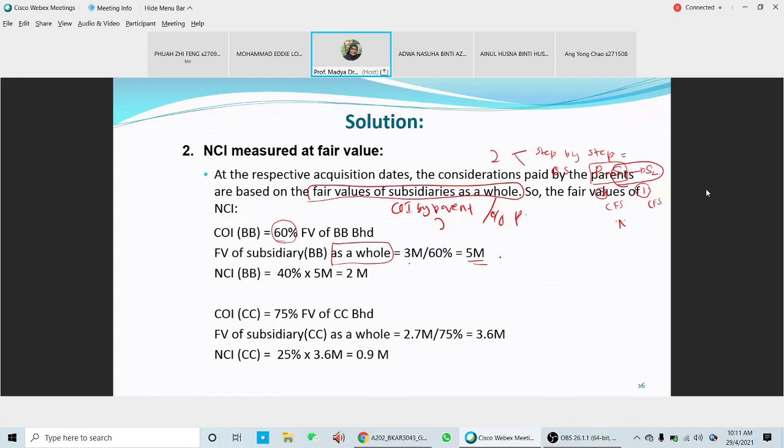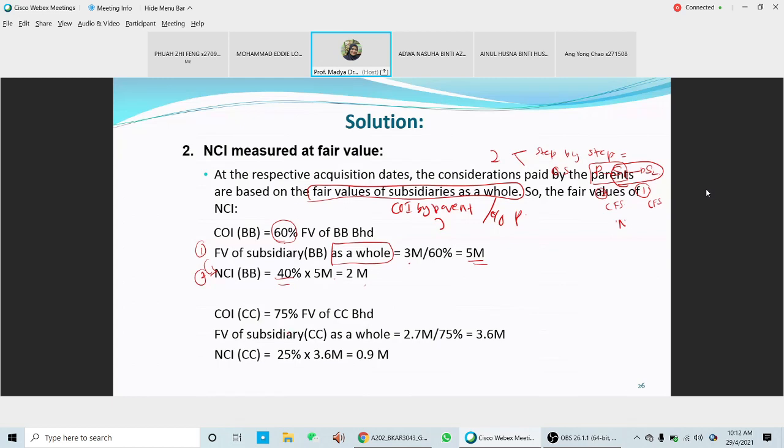From this 5 million, you can then find the NCI. NCI here has 40%. So the first step is to find the fair value, and the second step is to find the value of the NCI. The NCI here will be 40% times 5 million, where 5 million is the value of B as a whole. So we have 2 million altogether.